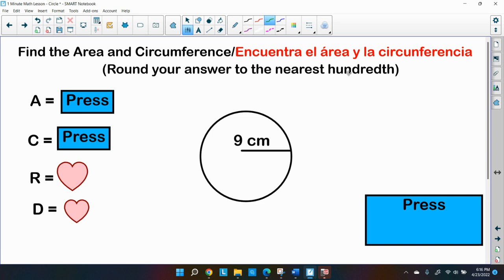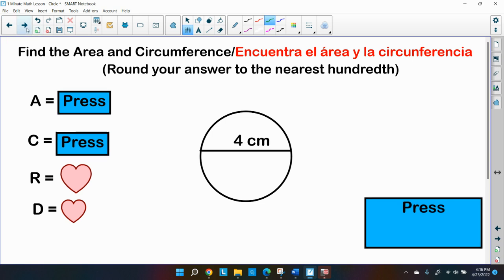Find it, round the answer to the nearest hundredth. So what I would do is I would see what this is. Is it a radius, or is it a diameter? Once you know that, remember which goes together, and see if you can get your answer. So you try that one. Here's another one for you.